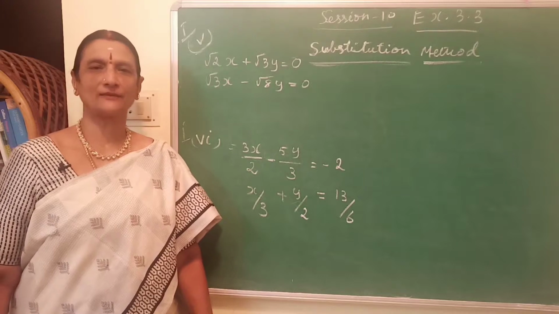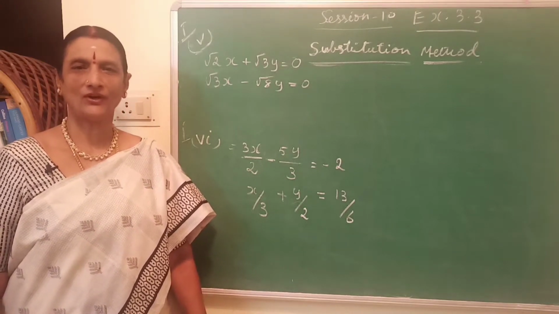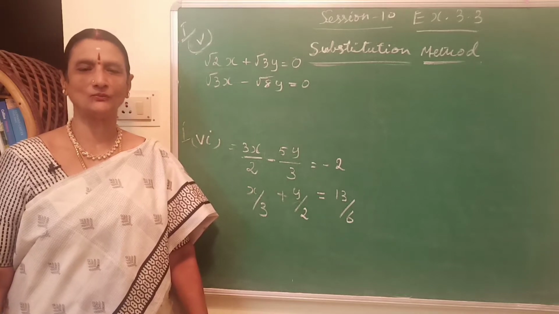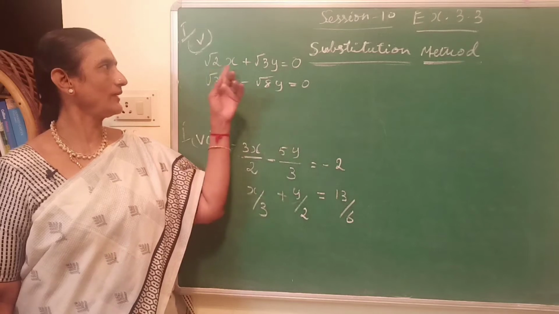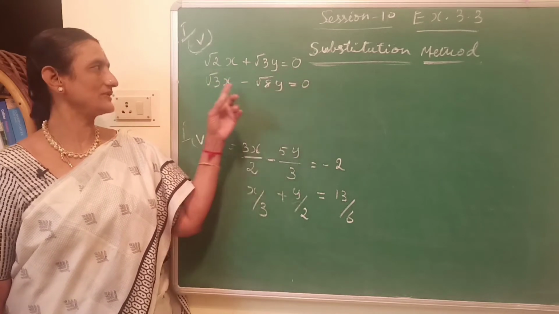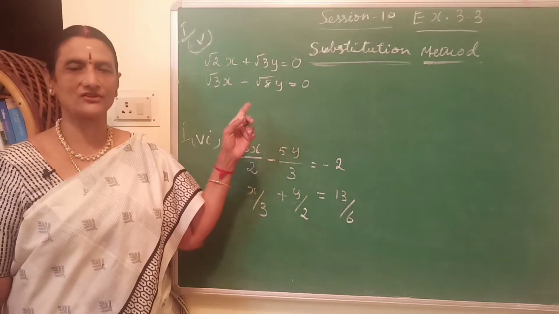First we will take up the homework and discuss the homework sums. I hope you all would have done it. Please check your homework. Okay. Now the first sum, root 2x plus root 3y is equal to 0. Root 3x minus root 8y is also equal to 0.